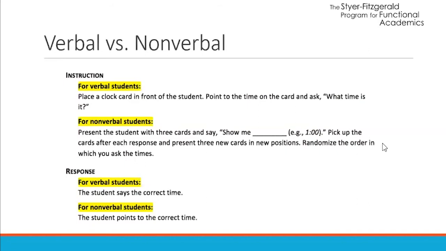Pick up the cards after each response and present 3 new cards in new positions, and you're going to randomize the order in which you ask the times. So it tells you exactly how to present it for verbal kids and nonverbal kids. And then it also gives you the responses that you should be getting from verbal students or nonverbal students.